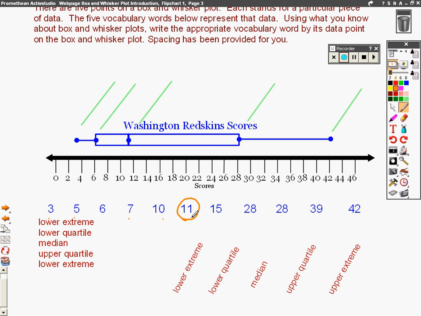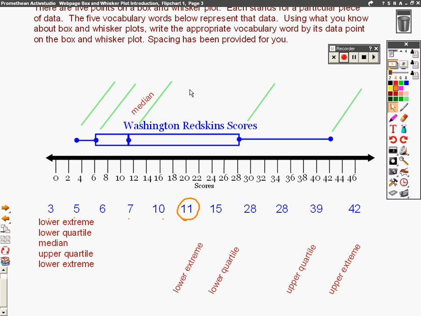And just to double check, I should have 5 numbers on the left and 5 on the right. Sure enough, I do. I didn't have to split any numbers there because there was only one number in the very middle. So I know that my median is 11. I'm going to take this word median and put it right here by 11.